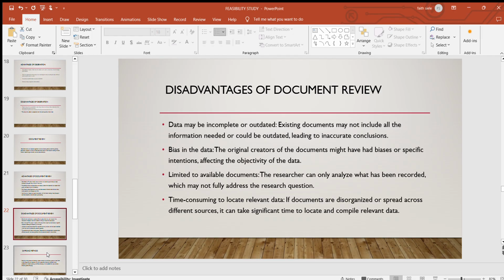Lastly, it is very time consuming to locate relevant data, whereby if the documents are disorganized or spread across different sources, it can take significant time to locate and even compile the relevant data which is needed.